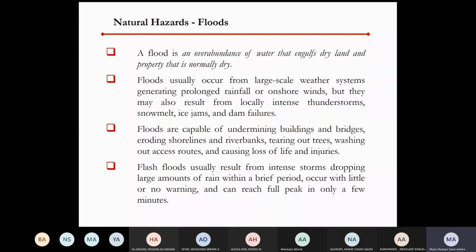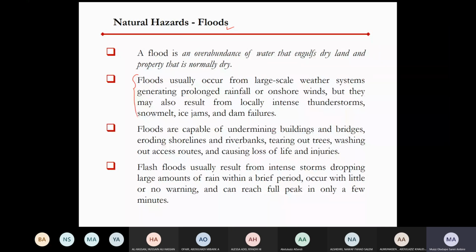We're starting with floods because floods are one of the most common hazards here in Saudi Arabia, and in many countries. Now, what is a flood? A flood is defined as an overabundance of water that engulfs dry land and property that is normally dry. So when you have a place that is usually dry and then becomes engulfed with water, we refer to this as a flood. They usually occur in large-scale weather systems, generating prolonged rainfall or onshore winds. But they may also result from locally intense thunderstorms, snow melt, ice jams, and dam failures. So here it talks about some of the sources of floods.